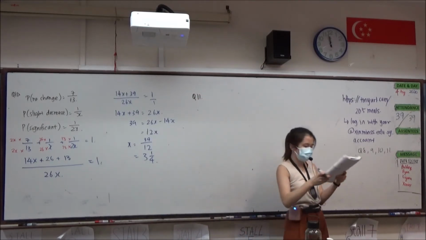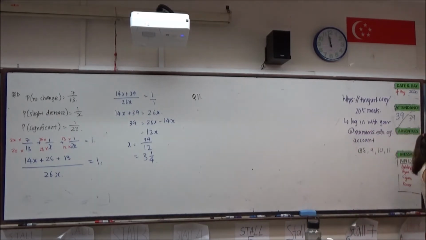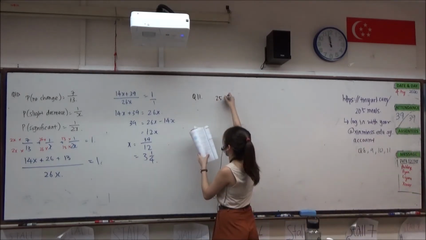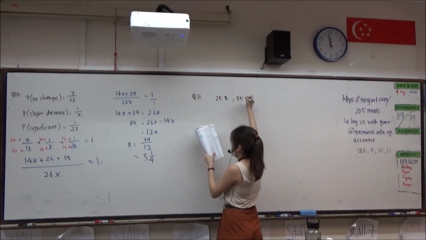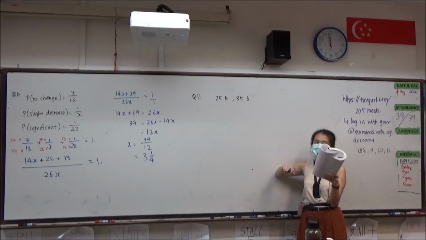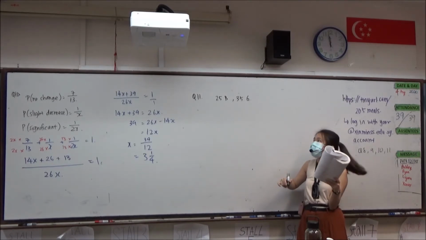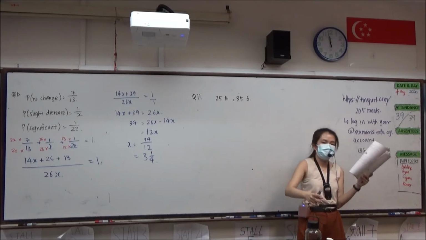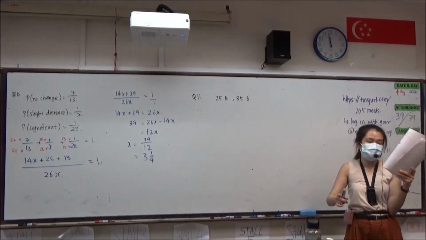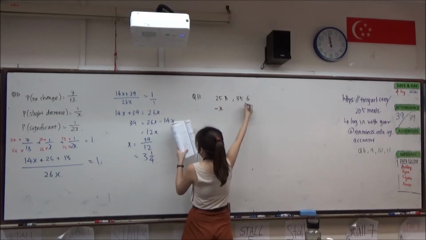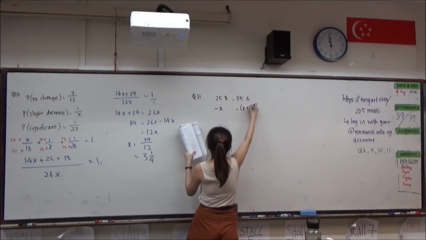Last one, question 11. There are 23 boys and 35 girls on the school's track and field team. At the end of this year, x boys and x plus 4 girls will graduate. When they graduate, does it add to or minus away from the number of boys and girls? Minus. So the boys will minus by x, girls will minus by x plus 4.